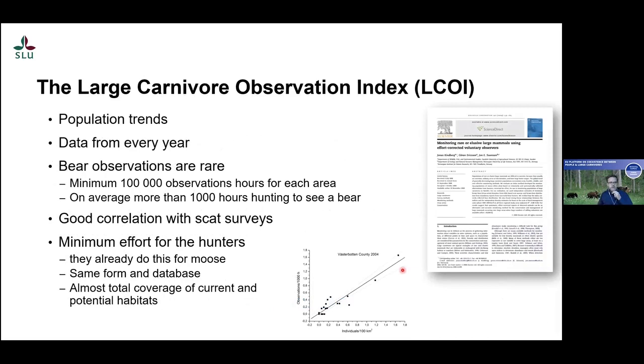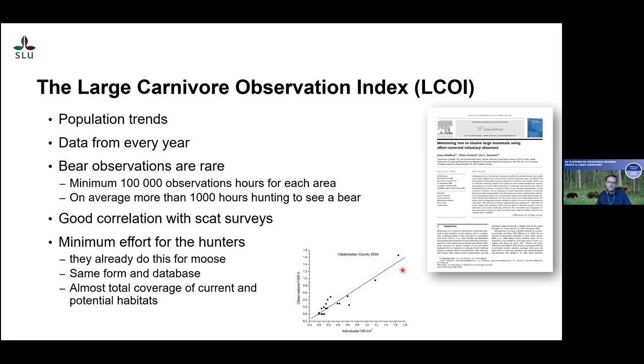We use the Large Carnivore Observation Index to measure population trends. We get data from every year, but we can also get distribution, of course. And what we can also see from this is the expansion of a population, since we're also measuring this Large Carnivore Observation Index in areas where we currently don't have bears. So we will note this when we actually will have a population.